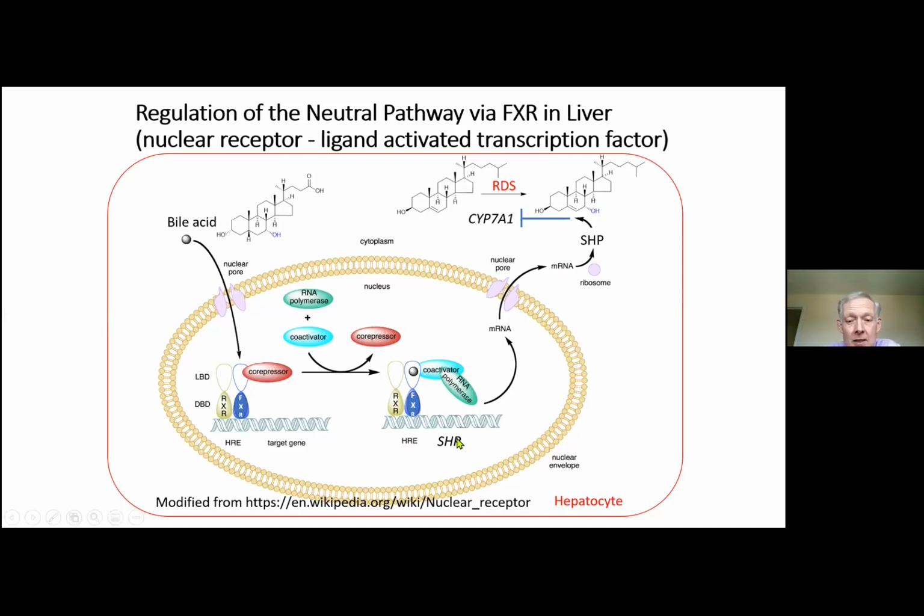Now, one of the target genes that is transcribed is SHP, small heterodimer partner. SHP mRNA is exported out of the nucleus to the ribosome, and SHP protein is formed. Now, SHP protein inhibits CYP7A1, the enzyme that catalyzes the first step of the neutral pathway of bile acid biosynthesis, which is the rate determining step. So the expression of the enzyme of the rate determining step is turned off, so bile acid biosynthesis is turned off. This is how bile acid synthesis is regulated in the hepatocyte.